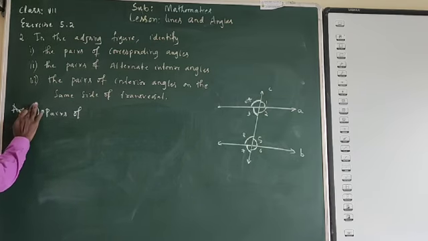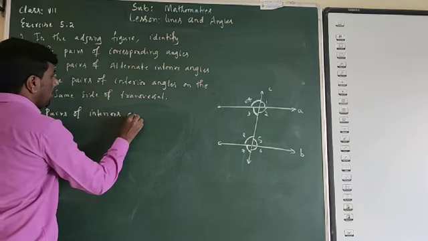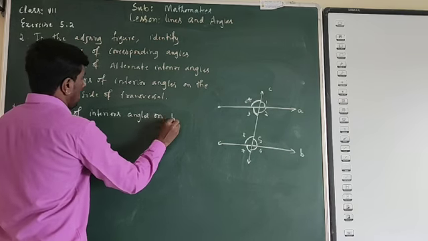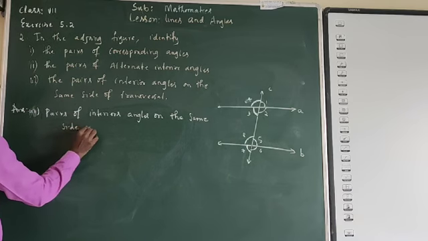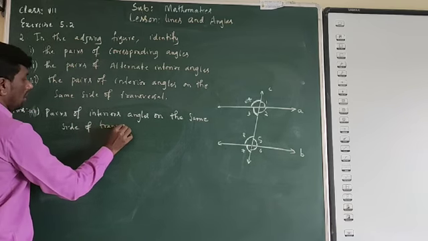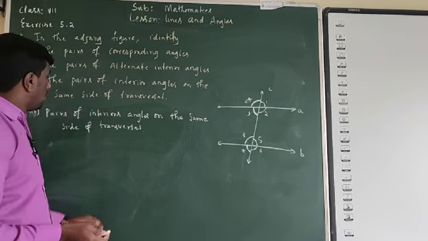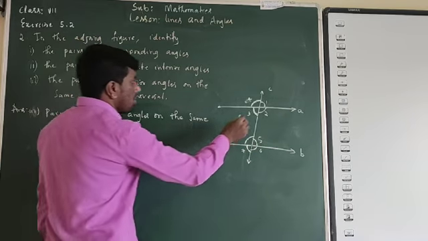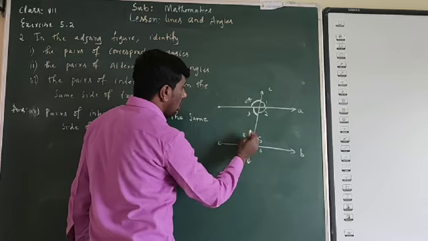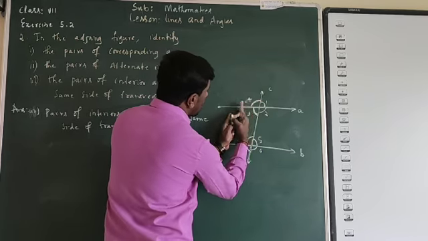Pairs of interior angles on the same side of transversal. Again we should look for only interior angles on the same side of transversal. What is the transversal? C is the transversal. Look at interior angles 3 and 8. 3 and 8 are the interior angles on the same side of transversal.